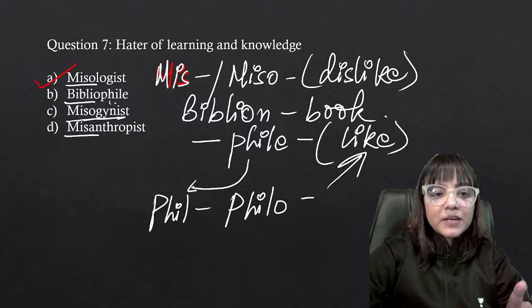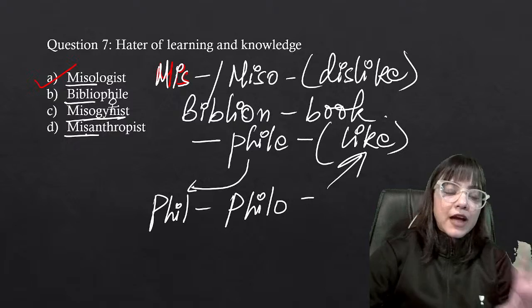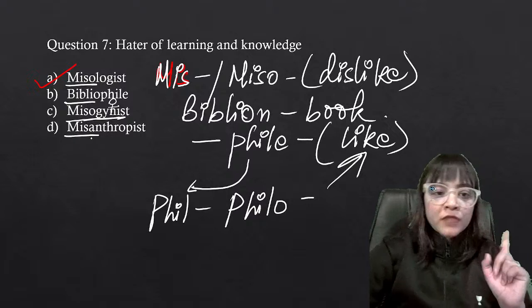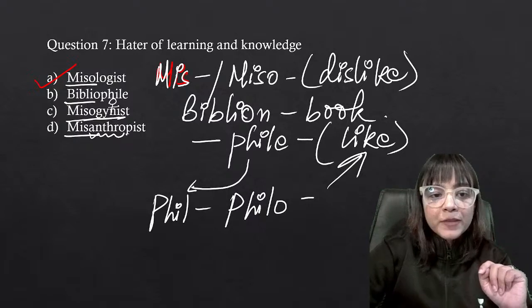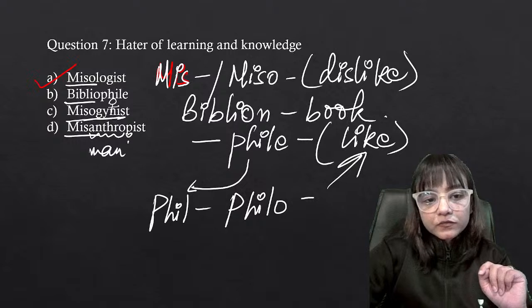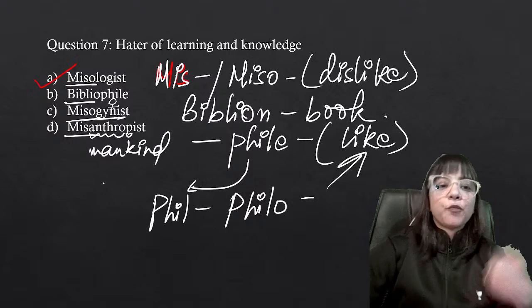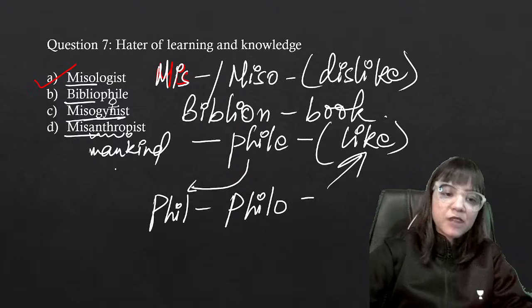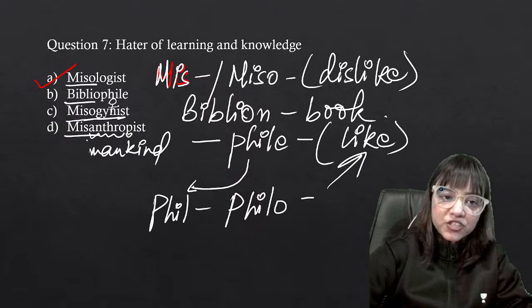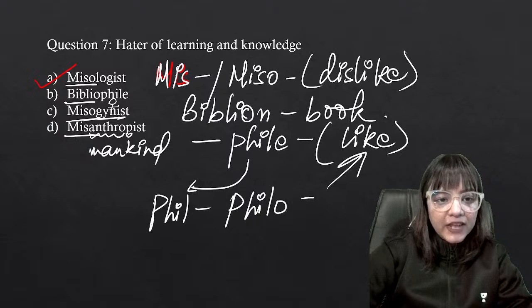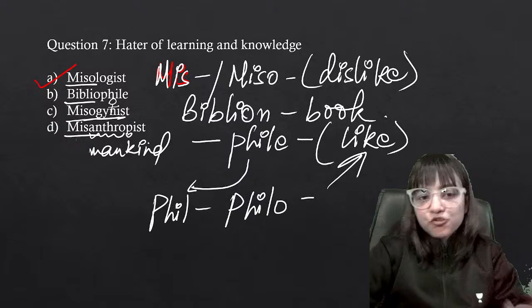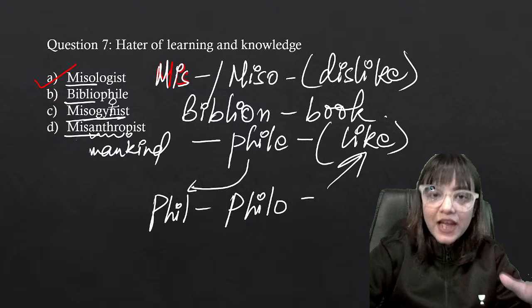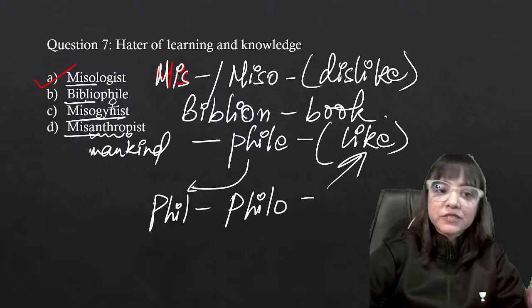Misogynist. Gyn आ रहा है यहाँ पर, gyn का मतलब क्या होता है? Woman. So gynecologist also has gyn, which means doctor of women. Misanthropist. Anthrop का मतलब mankind. So anthropology is the study of human evolution and mankind, उनके बारे में पढ़ना. So a hater of, someone who dislikes humans, all human beings, is a misanthropist. Someone who dislikes women and passes derogatory comments on women is a misogynist.